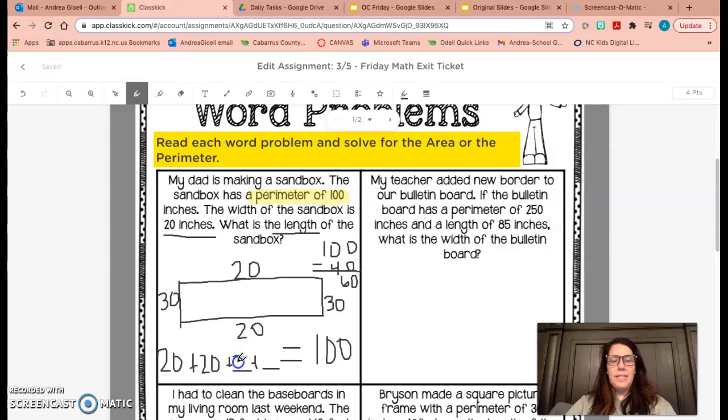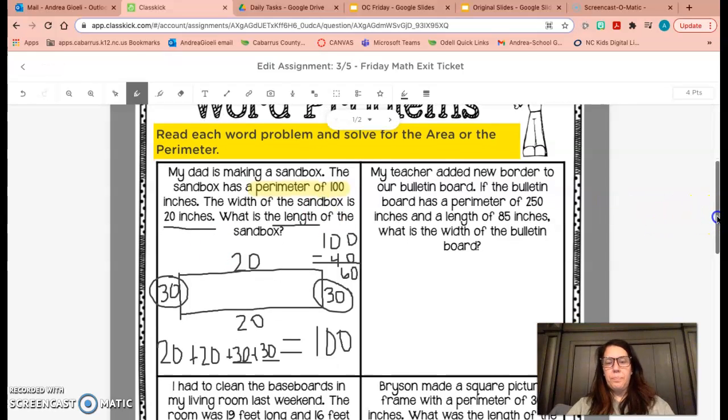So let me add these in, and let's make sure that this adds up to 100. So 20 plus 20 is 40. 40 plus 30 is 70, and 70 plus 30 is 100. So when it says, what is the length of the sandbox, then we know that our missing factors here are 30. Okay, so let's go ahead and move to the next one.